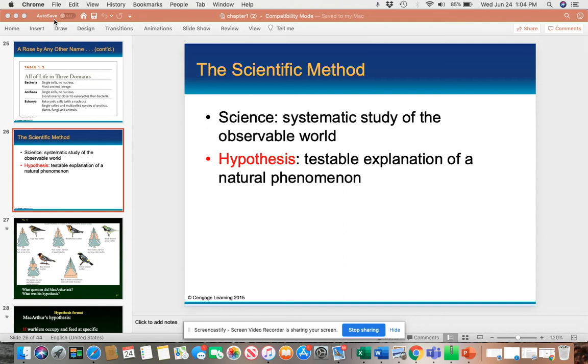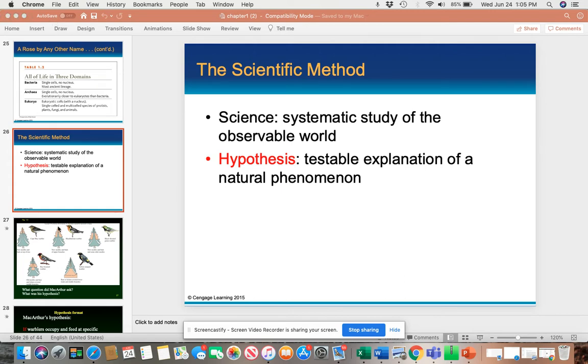In science, we use the scientific method. The first stage in the scientific method is observation. We observe something in the natural world, then we ask a question. Our question is sometimes called the hypothesis. From this question, we design a specific experiment.